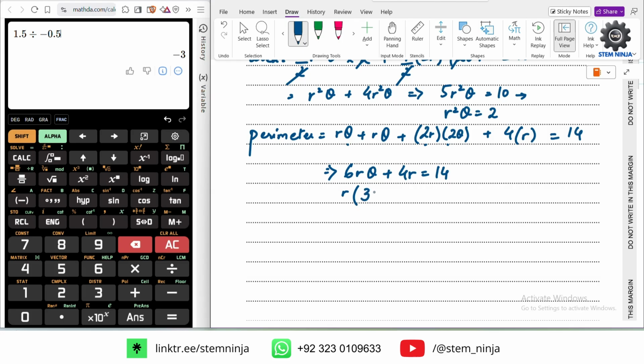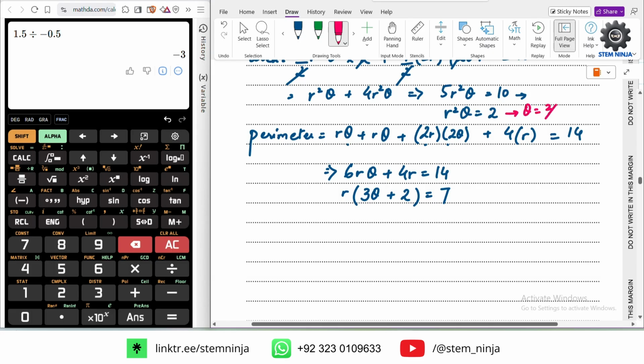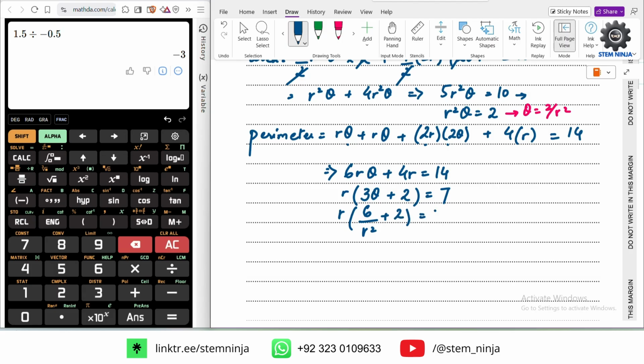So 3 theta plus 2 equals 7. We can make theta equal to 2 over r squared. So you have 6 over r squared plus 2 equals 7. So you get 6r over r squared plus 2r equals 7.